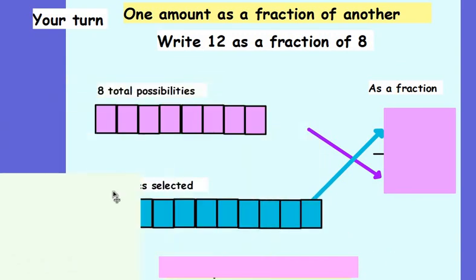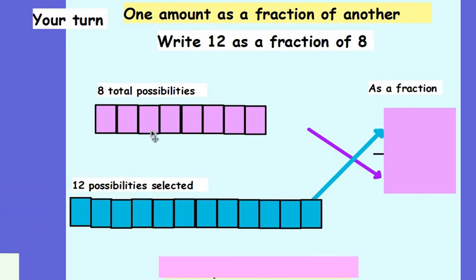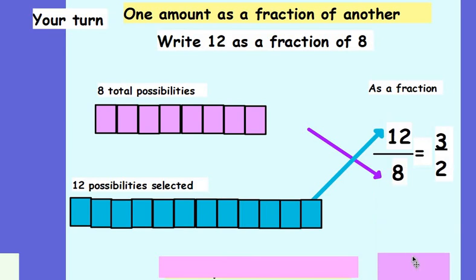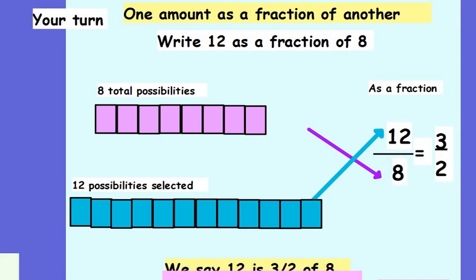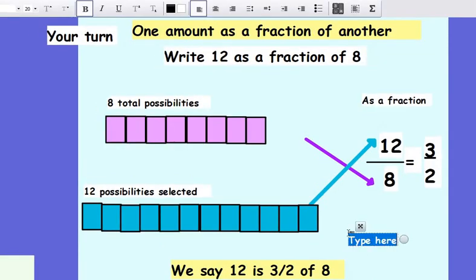Right, let's go through it. This means there are 8 total possibilities and we've selected 12 of them. So the 12 goes on the top, the 8 goes on the bottom. We can simplify that to 3/2. And we say that 12 is 3 halves of 8, or 3 over 2 of 8. We could also say 12 is 1.5 lots of 8.